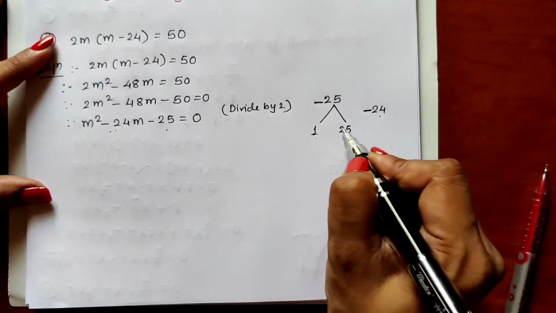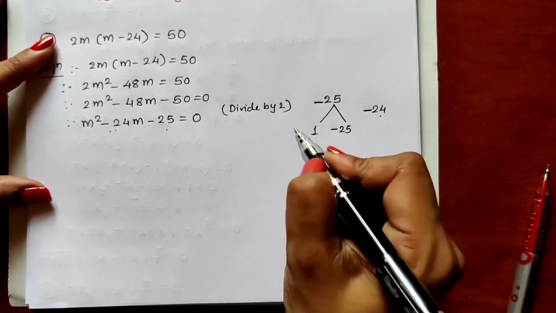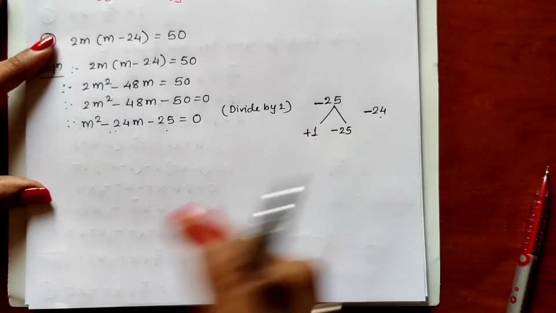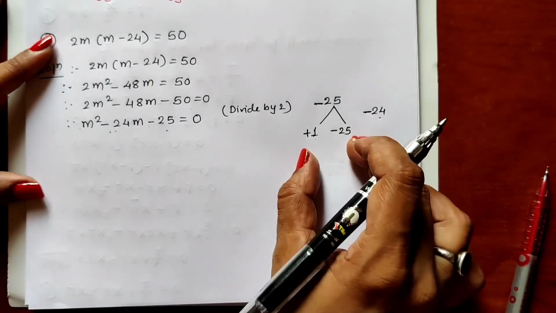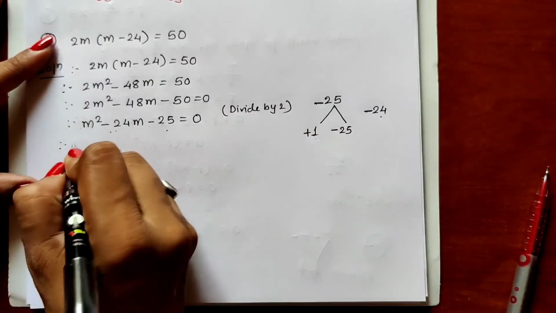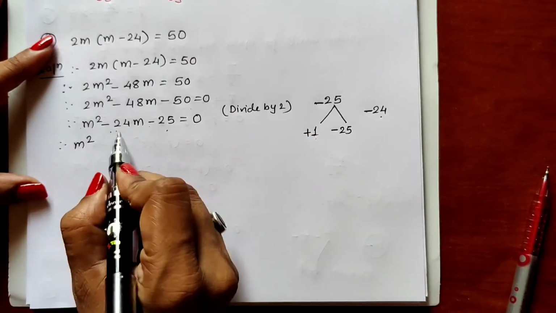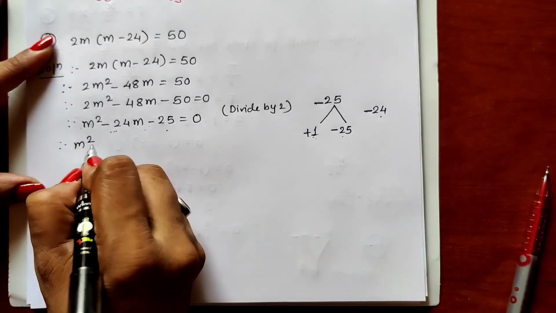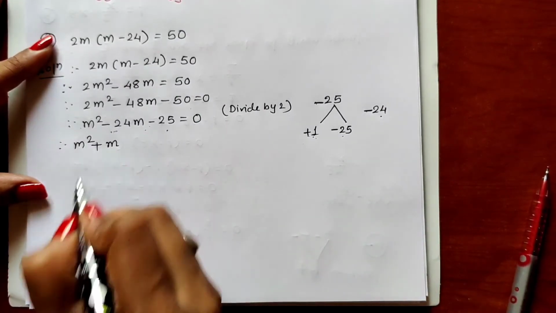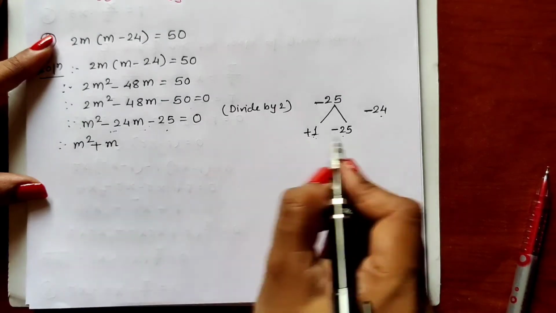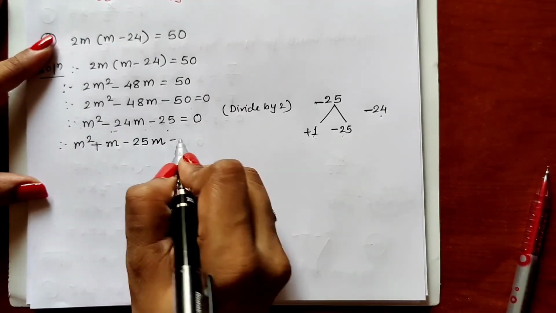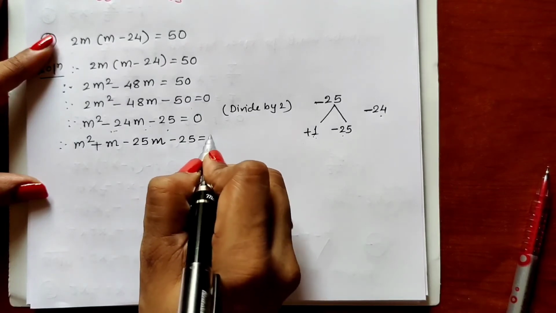So this minus sign should be given to the bigger number and the smaller number will have the plus sign. In this way, very easily we can find the two factors. So the first term we write as it is. In place of the middle term we write these two terms: plus 1m, we don't write the 1, only m, plus m minus 25m minus 25 is equal to 0.